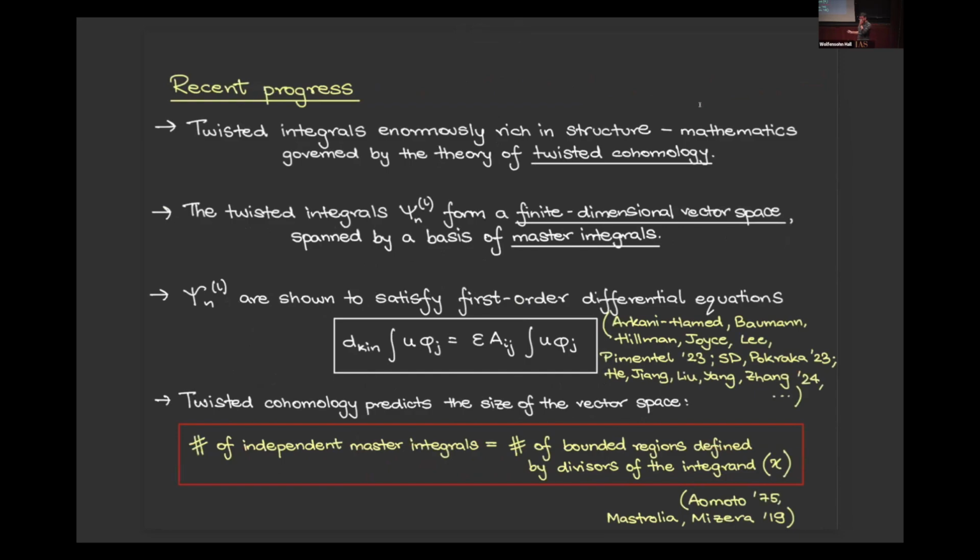Driven by the progress in deriving differential equations for Feynman integrals, there has been fantastic recent progress in deriving first-order differential equations for these wave function coefficients. Now, these twisted integrals form a finite dimensional vector space, and they are spanned by a basis of master integrals. And twisted cohomology predicts that the size of this vector space, or the number of independent master integrals, is given by the bounded regions defined by the divisors of the integrand, or so to say, the Euler characteristic of the hyperplane arrangement.